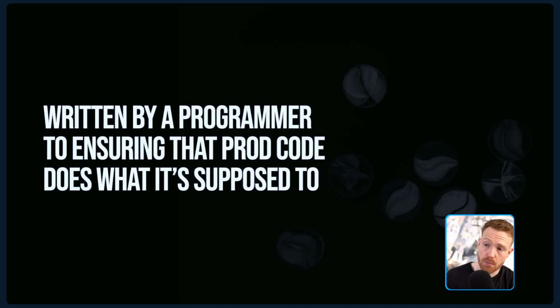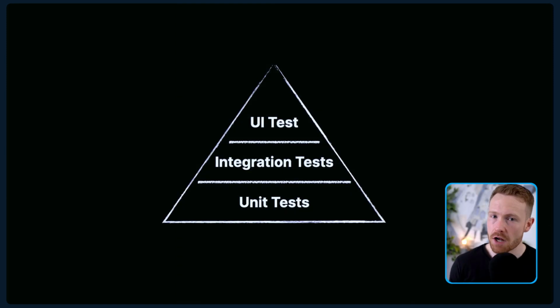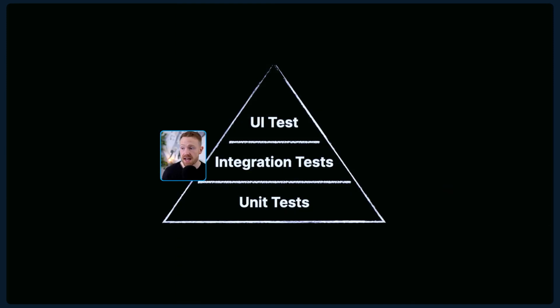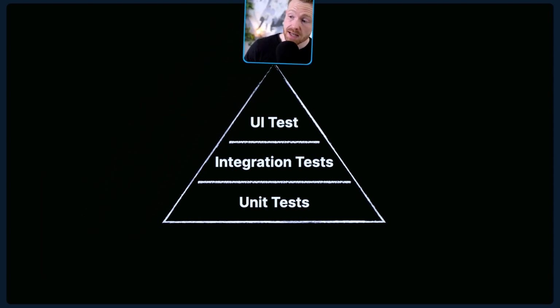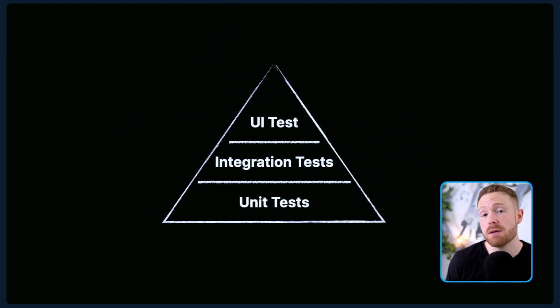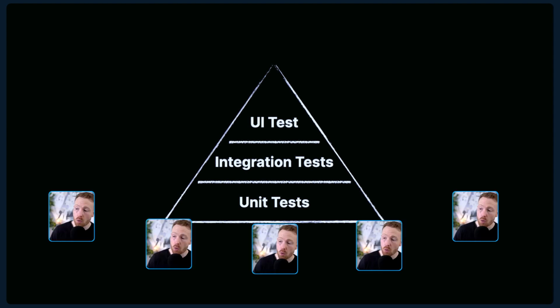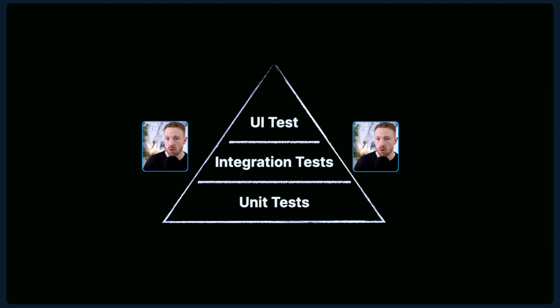A unit test, written by a programmer, ensures that the code does what it's supposed to do. A unit test isn't the only type of test out there. You've got integration tests, UI tests, and a whole bunch that aren't even on here. The reason it's a pyramid, and unit tests are at the bottom, is because they're the cheapest and the easiest to write. So you usually find that a test suite for an application has a whole bunch of unit tests, and fewer as you go up the pyramid.